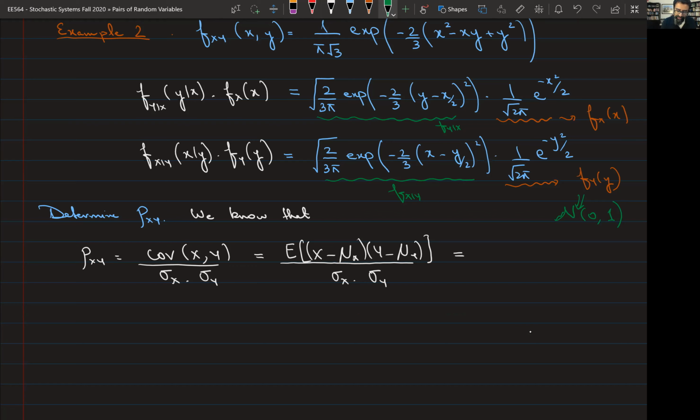Since the mean is 0 for both random variables and the standard deviation of both random variables is unity, this is just equal to the expected value of xy, which is actually the correlation between x and y. So this is what we need to find. In order to determine the correlation coefficient, I just need to compute, for this particular example, the expected value of x times y. So let's try to find that out.